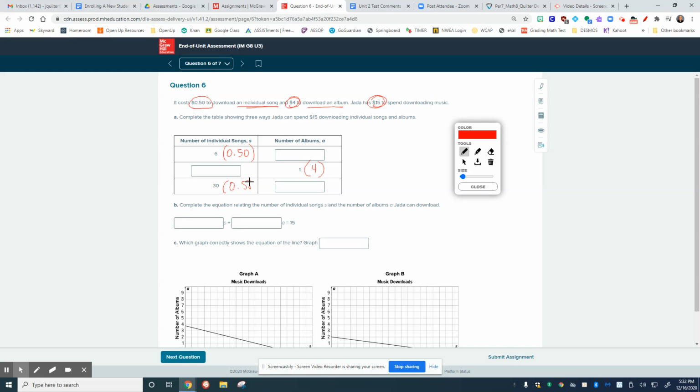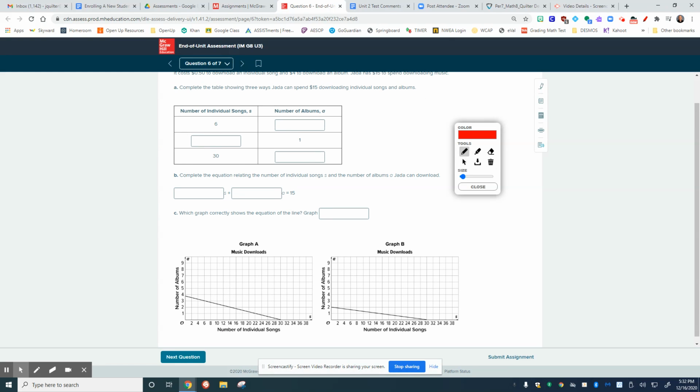Completing the equation, just look right up here at the situation. And it's going to tell you about those pieces when we're talking about the number of songs. S, those are the individual songs. A is the number of albums. And we're always talking about the number of albums and the number of songs. So make sure you get those numbers right inside of there. How much is it per song? How much is it per album?